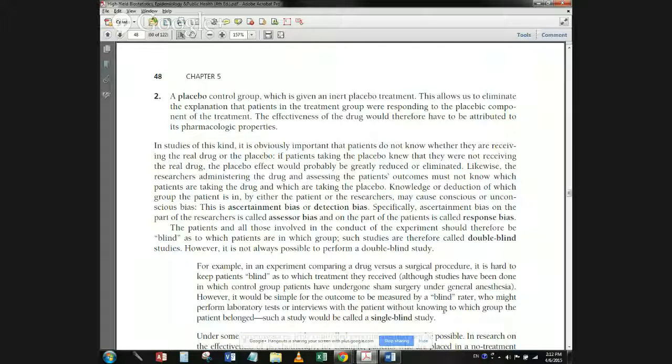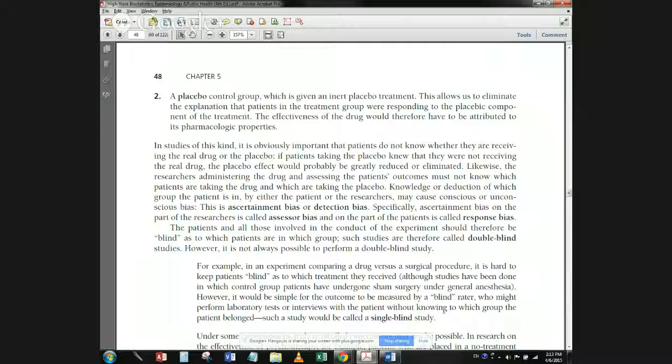Knowledge or deduction of which group the patient is in, by either the patient or the researcher, may cause conscious or unconscious bias. This is ascertainment bias or detection bias. Specifically, ascertainment bias on the part of the researchers is called assessor bias, and on the part of the patients is called response bias. The patients and all those involved in the conduct of the experiment should therefore be blind as to which patients are in which group. Such studies are therefore called double blind studies.